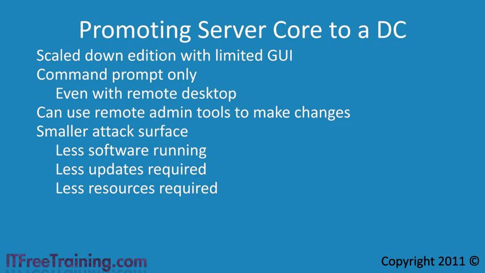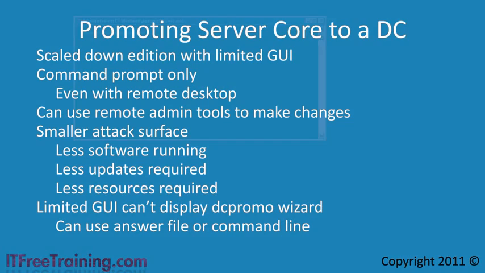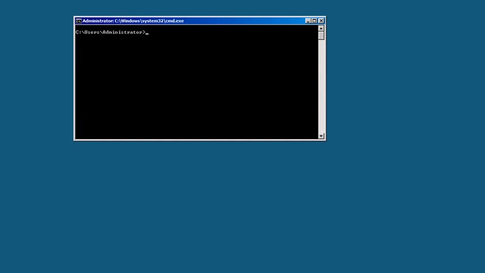On a busy network, you may want to consider installing a domain controller on Server Core to try and get more performance. You may also use Server Core if you are worried about security. The problem with promoting a server to a domain controller on Server Core is that the limited GUI can't display the wizard for DC promo. To get around this, you can use an answer file or specify the options in the command line. I will now change to my Windows Server 2008 computer to demonstrate how to promote a server to a domain controller that is running Server Core.